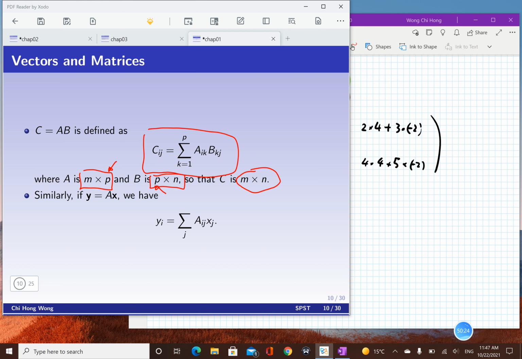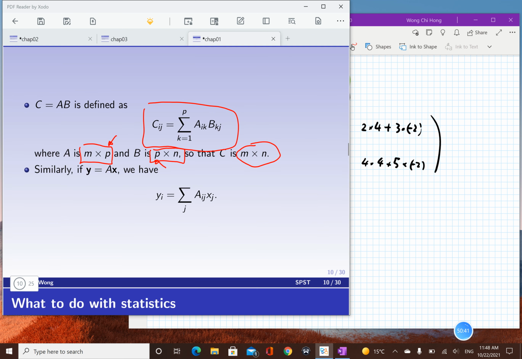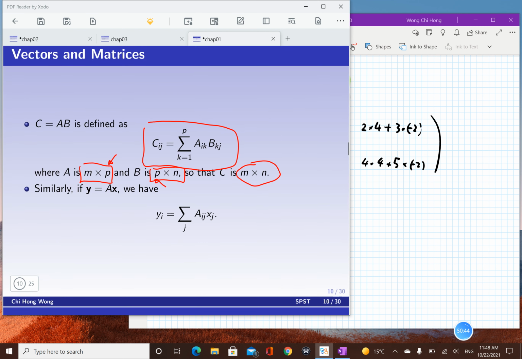Similarly, if you are doing this with a matrix and a vector, which is really just a small matrix, a matrix with one single column, that is all. If you want to do it, it can be done in a similar way. A matrix multiplying a vector.